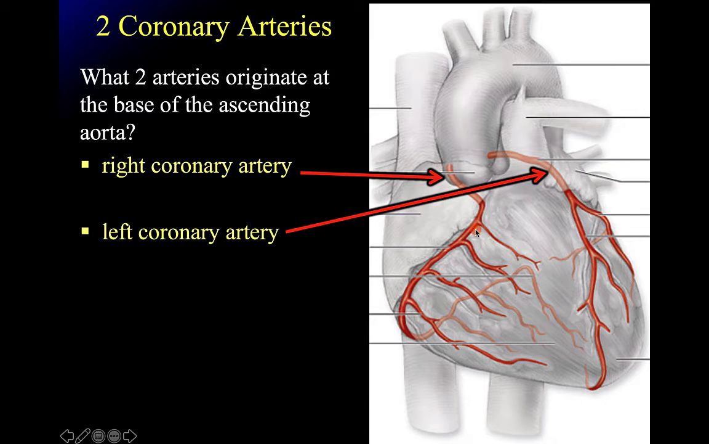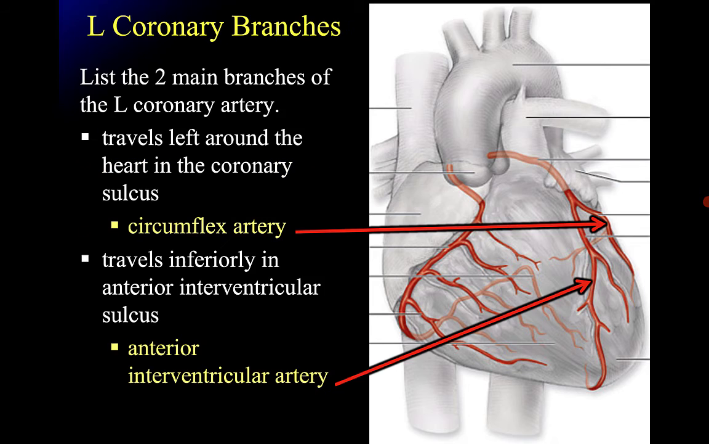Obviously the right is on the right-hand side and the left is on the left-hand side. Now the tricky thing about this is that the right will go all the way around the back side. The left is very short. It goes deep to the pulmonary trunk and a little bit of that left atrium, what we call the auricle of it, which looks like a little ear flap. And then either emerging from there or not even emerging from underneath the atrium, it will split into its 2 main branches. So the left is very short, the right is very long.